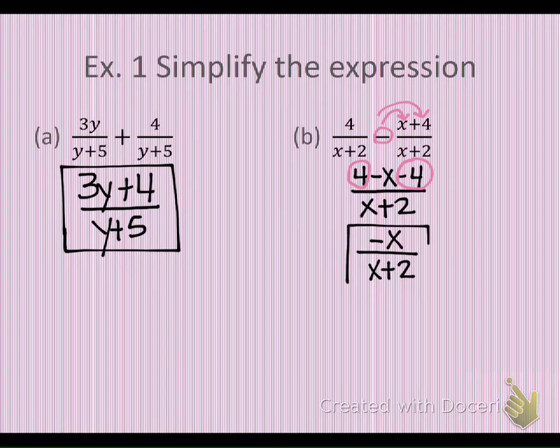That's your final answer. You got a monomial on the top, a binomial on the bottom, so nothing else can be done. All right, so be very careful when it's a subtraction problem. When you're bringing the numerators down, you got to apply the minus sign to everything behind it.